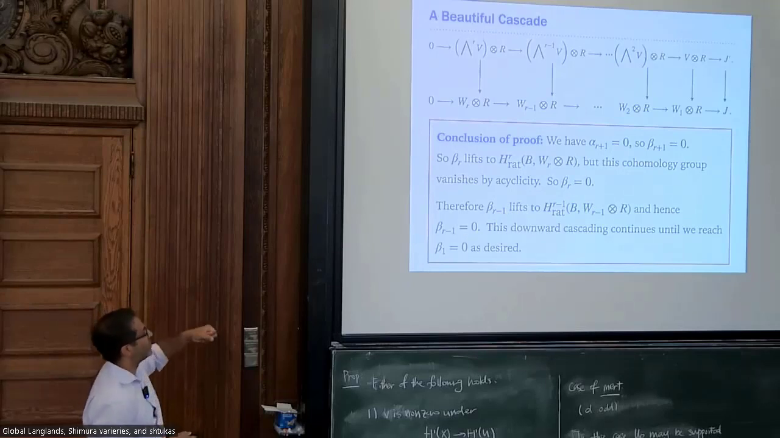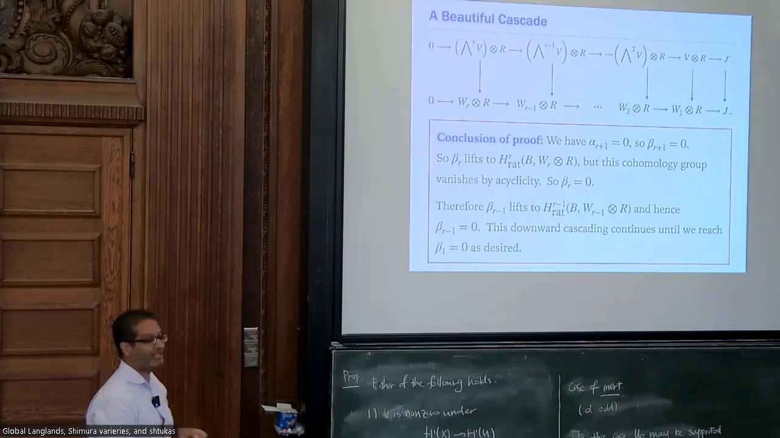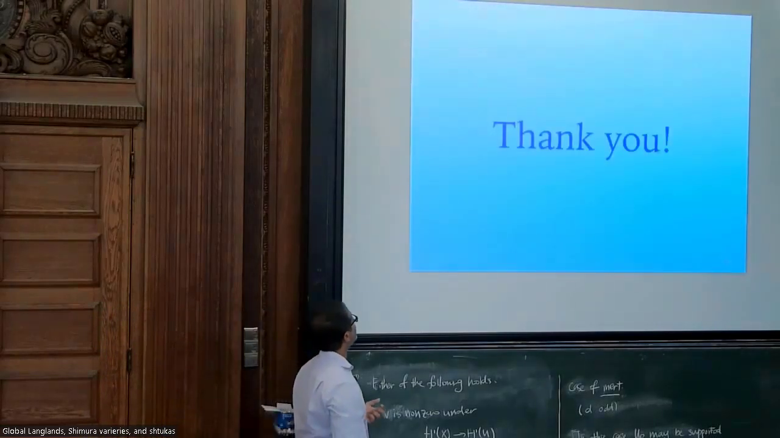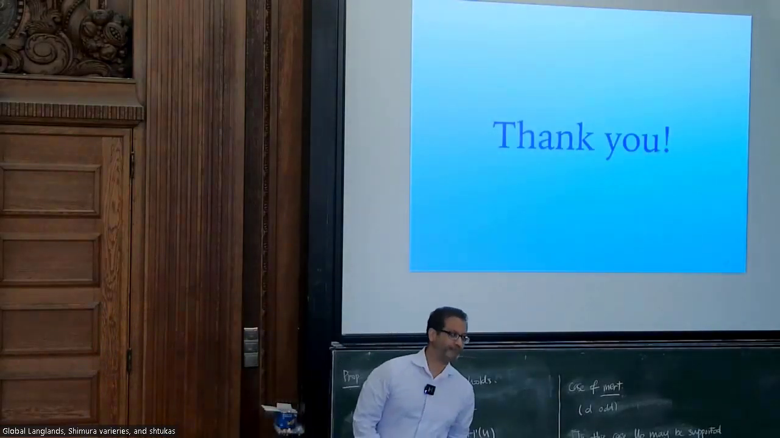And that continues downwards. So that cascades downwards until you get all the way down to beta 1 and 0. So we kind of start with alpha 1, and we lift it all the way up here. We pushed all the way down, and then went all the way down. And that's how we got 0. So that was kind of a nice argument. And that's the end. Thank you.